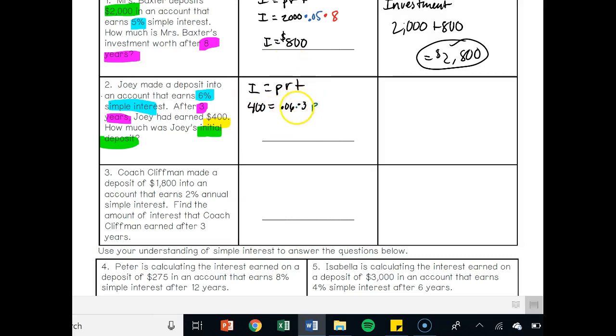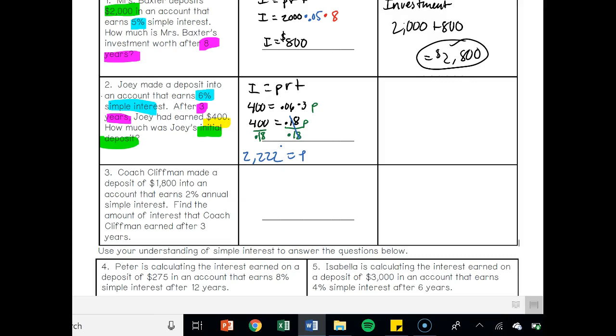So let's multiply these two together at least. So we have 400 is equal to 6% of 3, 0.06 times 3 is 0.18. And then we still need to figure out P. So just like with ratios, how do we solve this? You literally just divide both sides by 0.18. When I do that, this cancels off, and P is equal to 400 divided by 0.18, which is, we'll call it 2,222 repeated, so we'll just call it that, right?